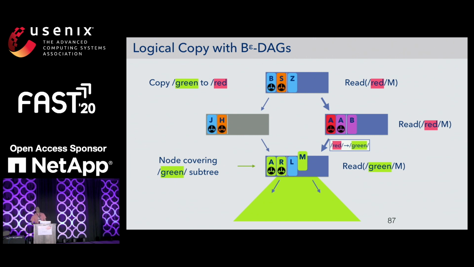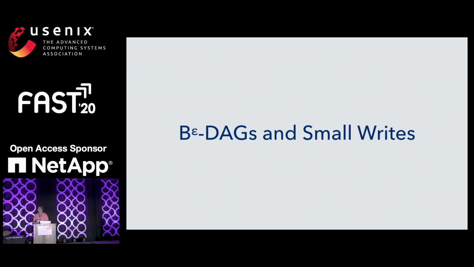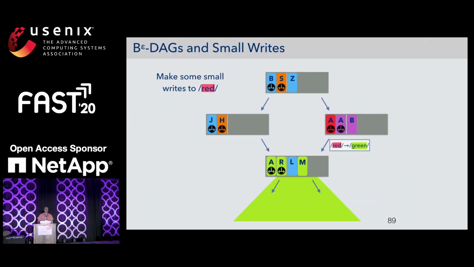OK, so this is the rough idea of how we are going to do logical copy with B epsilon DAGs. Let's look at what happens when we start performing some small writes after making a copy. So here's the same B epsilon DAG that I just had up, where we've copied /green to /red. What happens when we start making some small writes to /red? Let's create a file /red/b. First off, we just put that file into the root. So we've added /red/b by just adding this message to the root, and we haven't broken any of the sharing so far, right? But what happens when we keep adding messages?